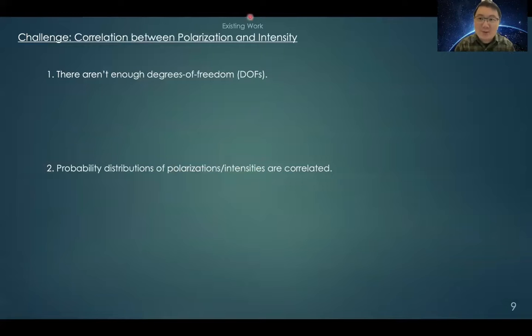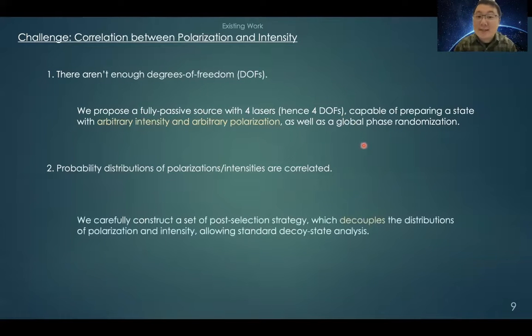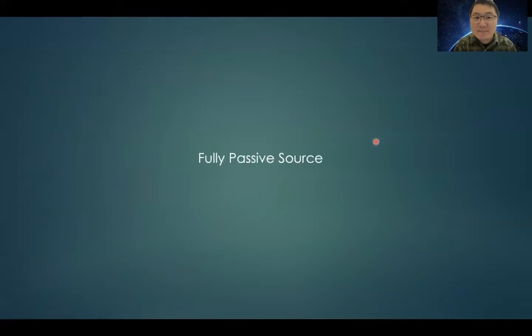So our solution to those two problems: one, we propose a fully passive source with 4 lasers. So we have 4 independent DOFs that are capable of preparing independently a state with arbitrary intensity and arbitrary polarization, and also one more DOF that remains for the global phase randomization. And also, we construct a set of nice post-selection strategies that shape the distributions and make them decoupled along the polarization and intensity directions. Therefore, we can allow standard decoy state analysis.